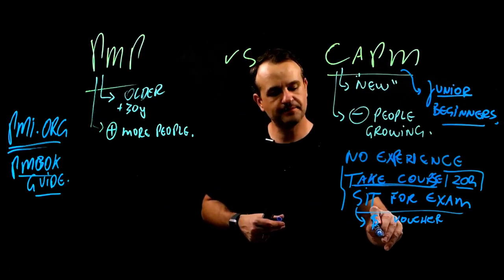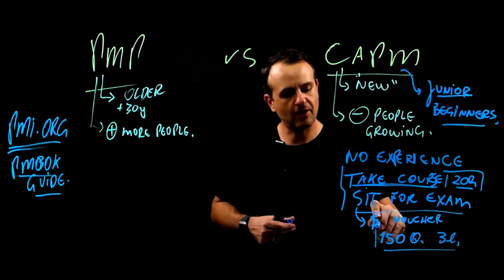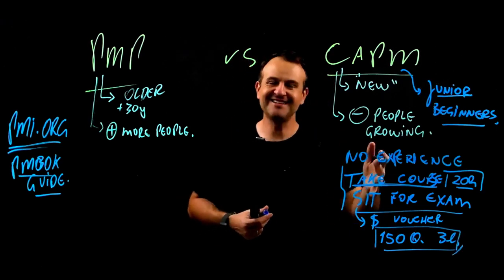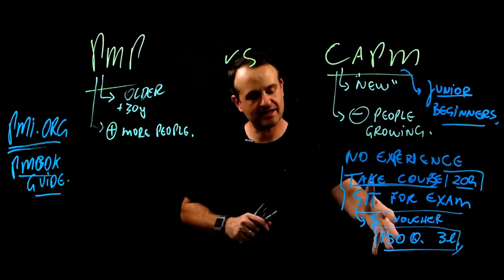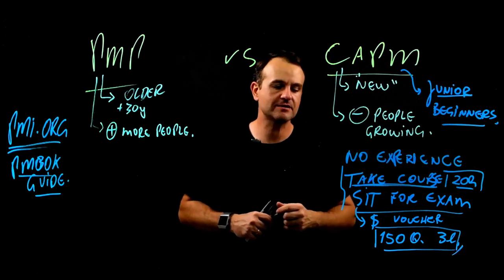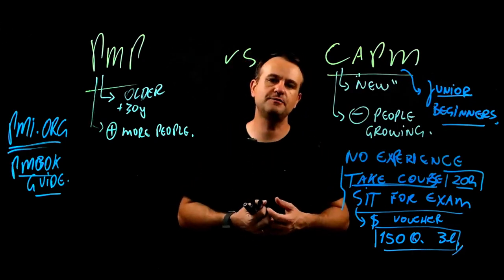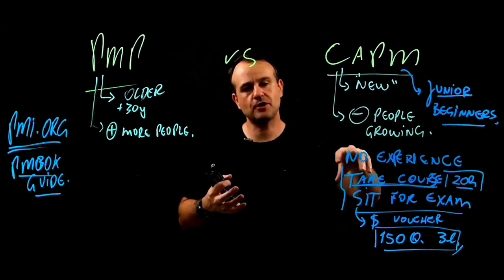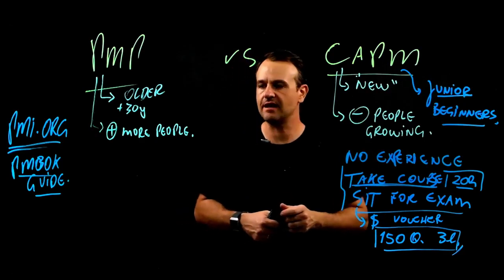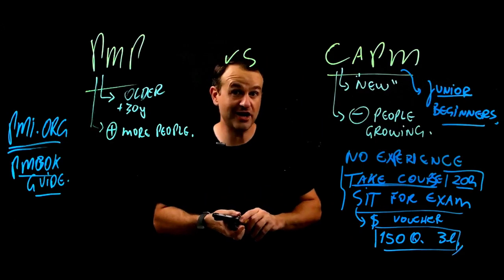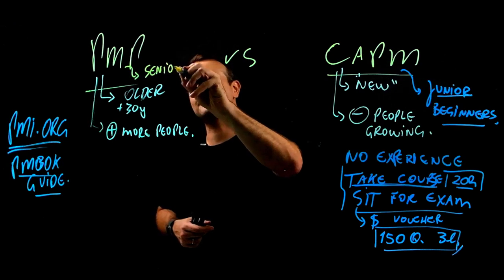When you sit for the exam, it is 150 questions and you have 3 hours for the exam. Also, as I mentioned, check the latest information on the PMI website, maybe this changes. So right now it's 150 questions and you have 3 hours. The questions here are going to measure your knowledge, not experience, knowledge. If you know the tools, the processes, so if you take the course, you are able to take the exam. When we think about the PMP, things change because PMP is focused on senior, seasoned project managers.